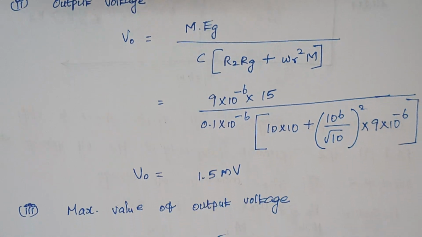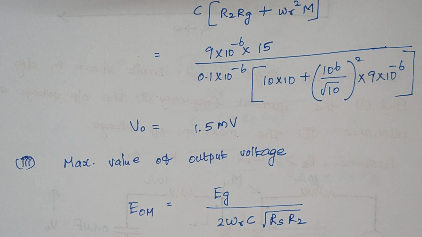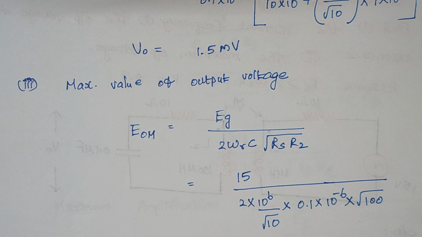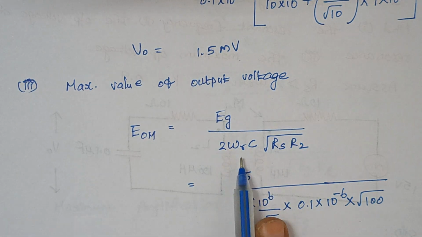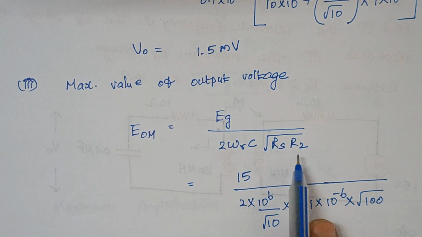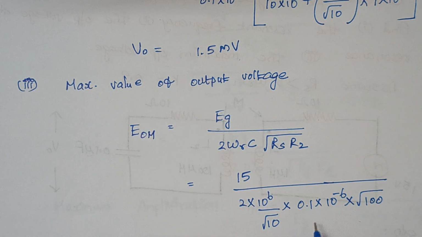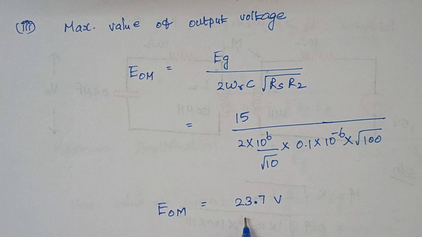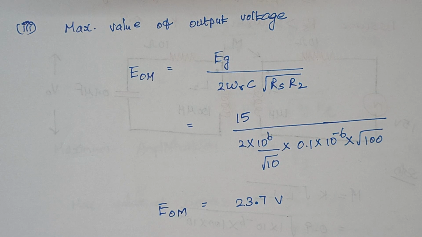And the next one is the maximum value of output voltage. Again, this is also based upon the formula, and this is the formula: Eg by 2 omega R C into root of Rs R2. Here again just substitute the values and finally the value of E0M is 23.7 volt, right? This problem gets over here. We will proceed with the next one.